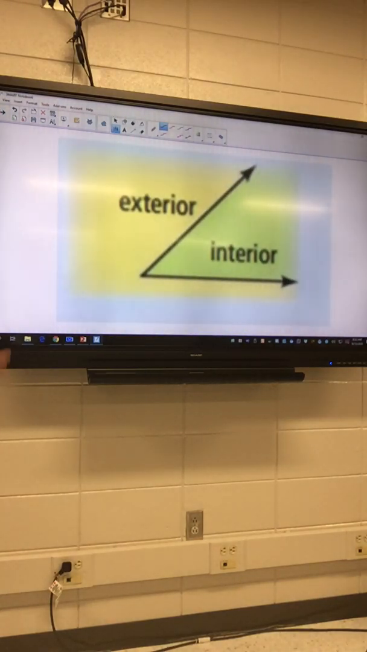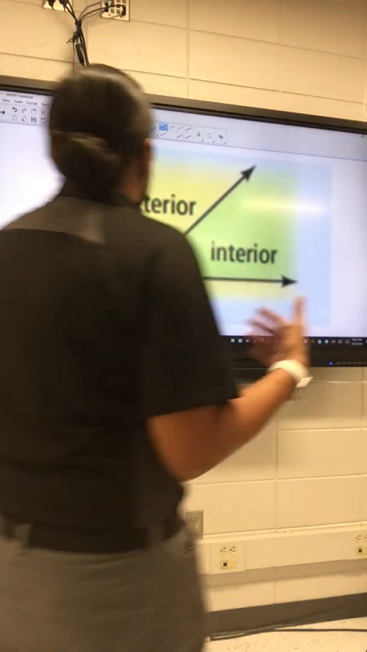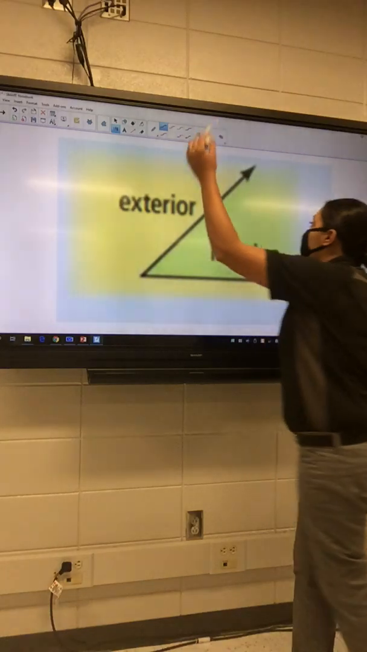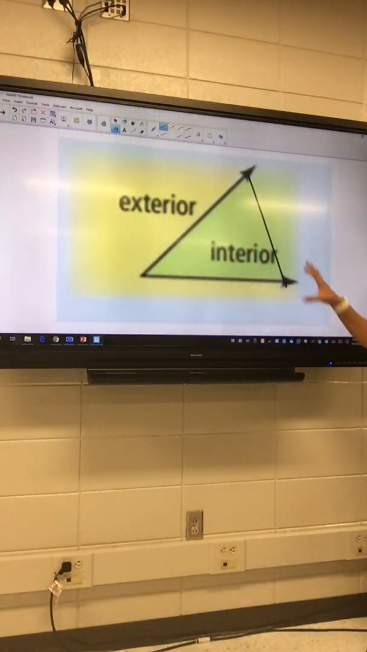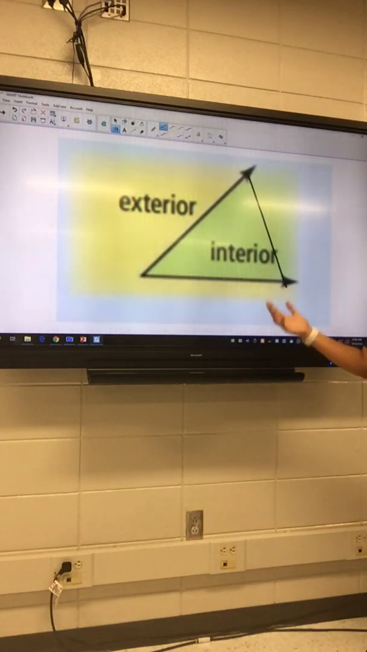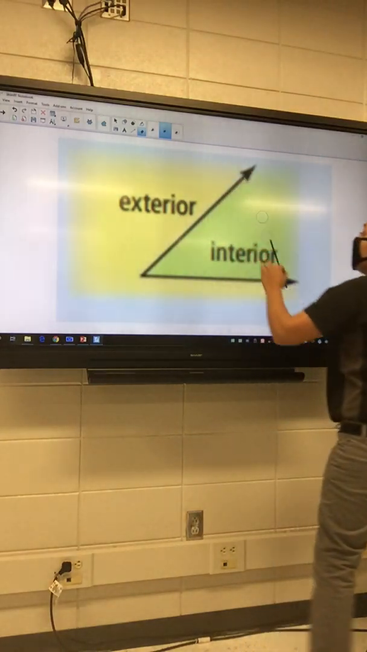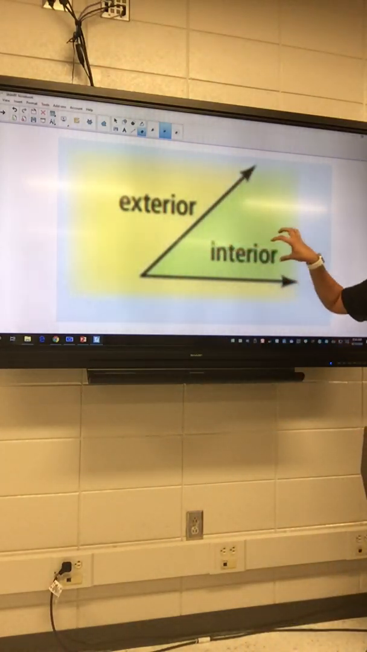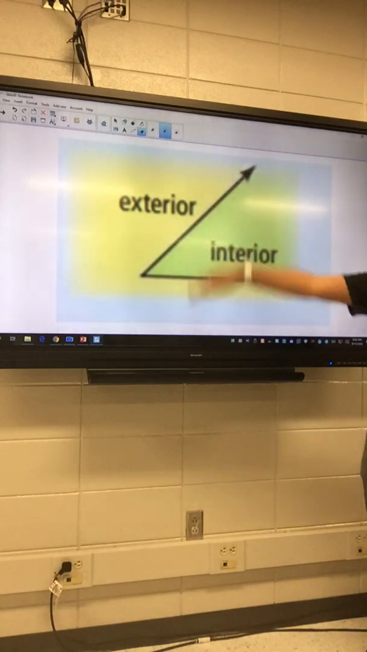The next thing we need to look at, and this is kind of easy to remember: if you were to picture this as a triangle, meaning these were connected, you have an interior and an exterior. Interior means inward. You have an interior of a house and an exterior of a house. Exterior means outward. So interior means inside, exterior means outside. When we're talking about the angle, you have the inside of the angle and the outside of the angle, anything outside of that angle.